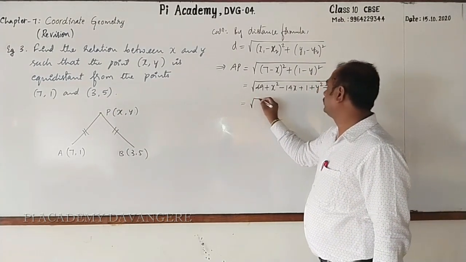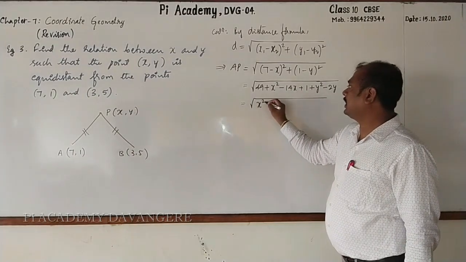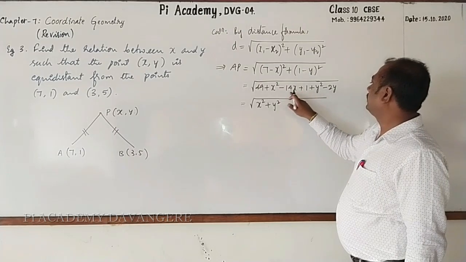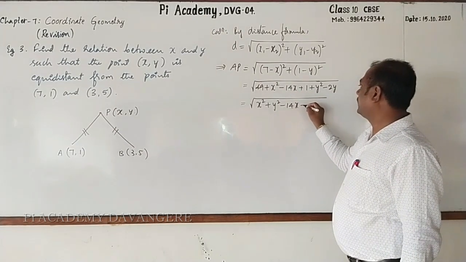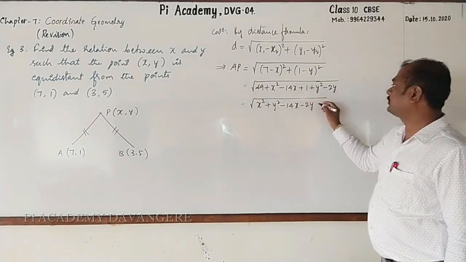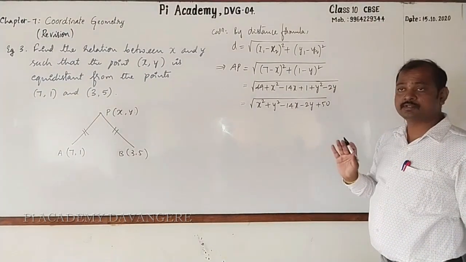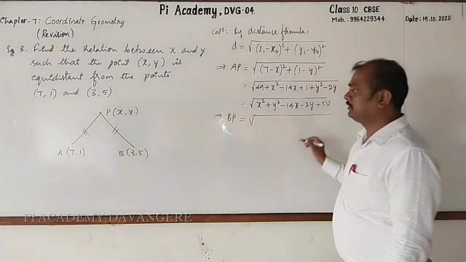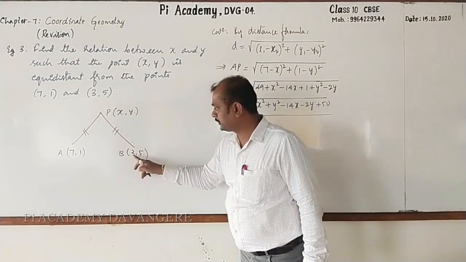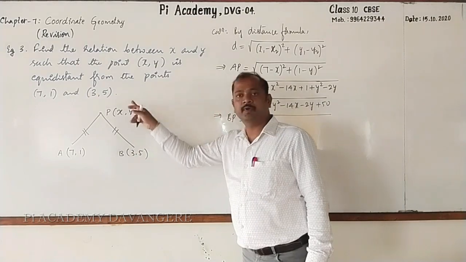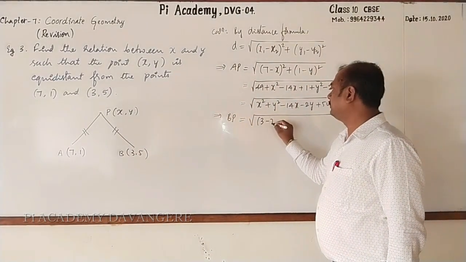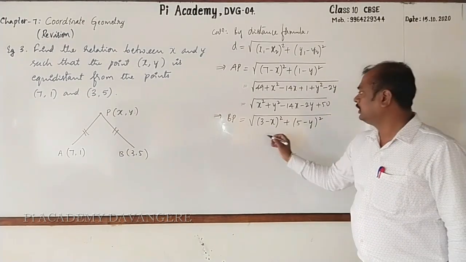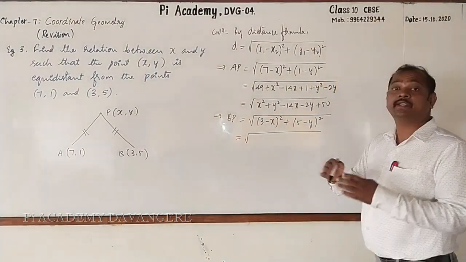This is equal to square root of x square plus y square minus 14x minus 2y. 49 plus 1, it is 50. This is AP. Then another one is BP. Let us find out that. BP is square root of (3 minus x) whole square plus (5 minus y) whole square. Use the algebraic identity to expand them.